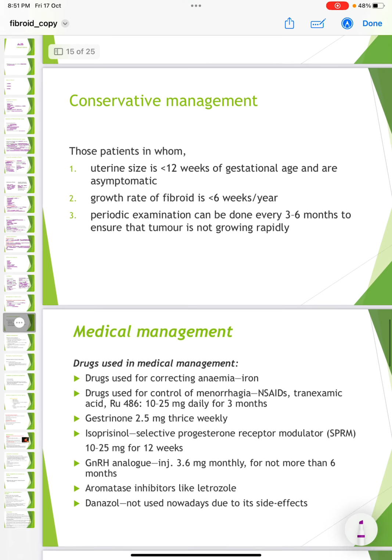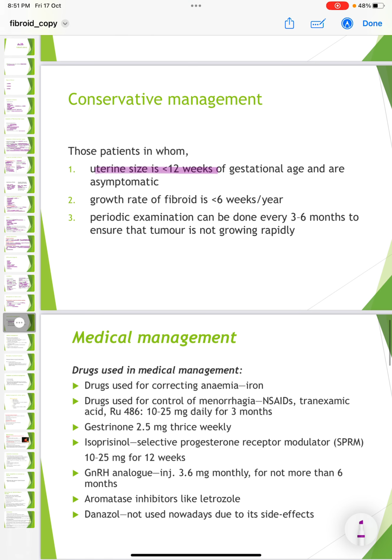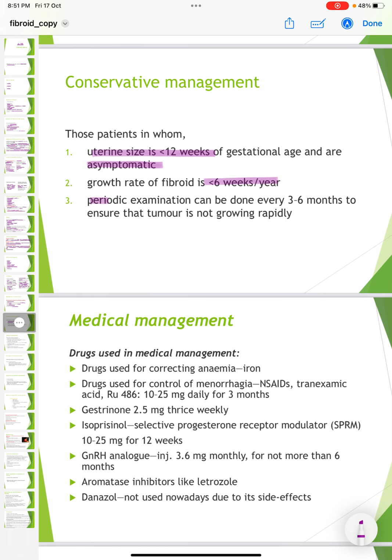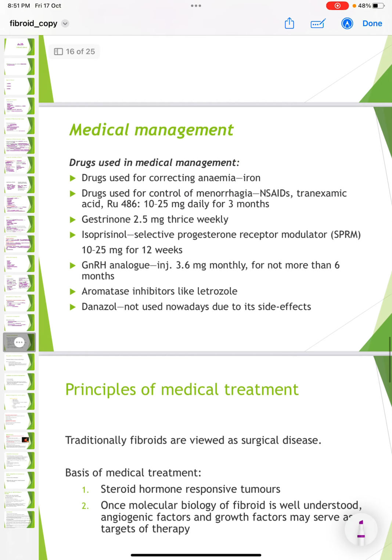Conservative management is for when the size of the uterus is less than 12 weeks and the patient is asymptomatic, so slow growth rate of fibroid, less than 6 weeks per year. Periodic examination follow-up: the patient is reviewed every 3 to 6 months to ensure that the tumor is not growing rapidly.